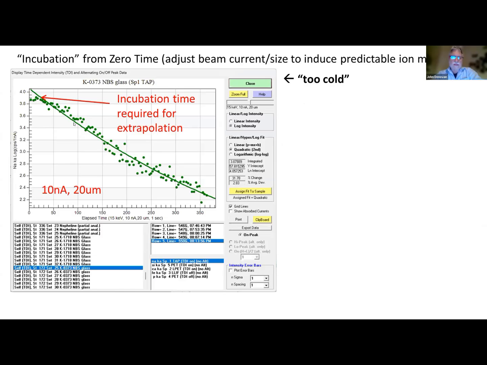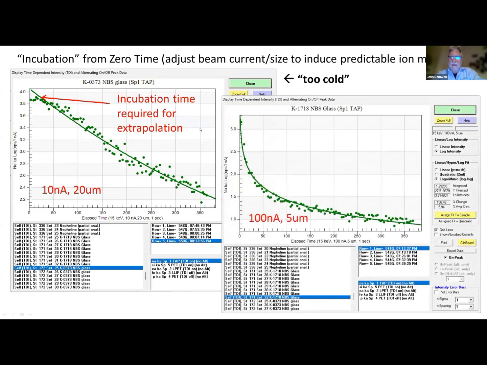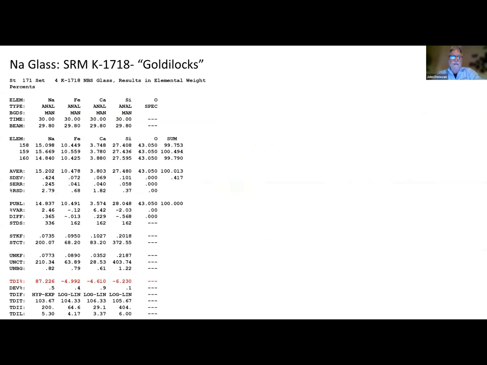In this case, you can see we're at 15 kilovolts, 10 nanoamps, and with a 20 micron beam. So that's too easy. This, on the other hand, where you have 100 nanoamps and 5 micron beam, this is too hot. And so what you want to do is you want to have, maybe you could call it a Goldilocks situation, where you adjust it so you get enough mobilization to occur immediately, but it's not so much mobilization of the ions that you can't extrapolate accurately.